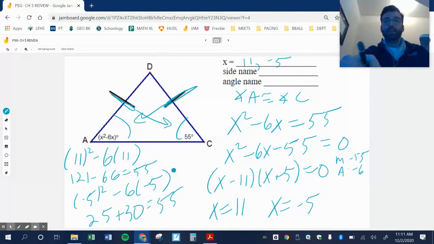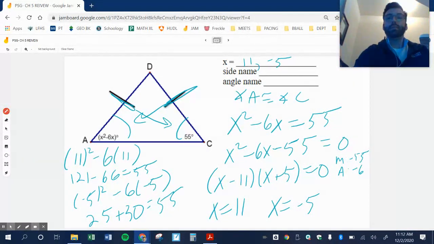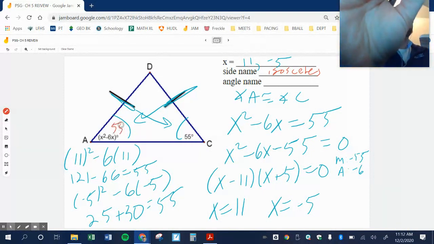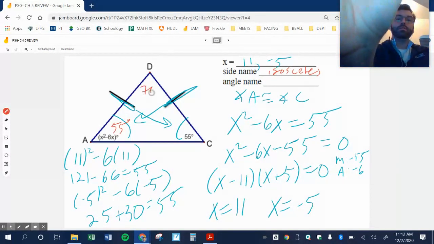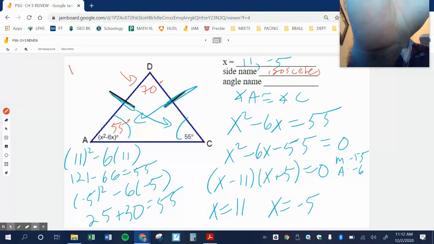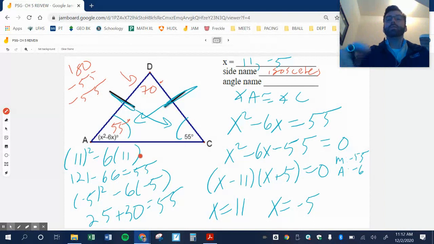If I were to classify this triangle by its sides, I see that I have two congruent sides. So that tells me that this is isosceles. Classified by its angle, well, I know that this is 55 and this is 55. So 180 minus 55 gives me 70 degrees here. I'll write that down. 180 minus 55 gives me 70. All three angles are less than 90 degrees. So that's an acute triangle.